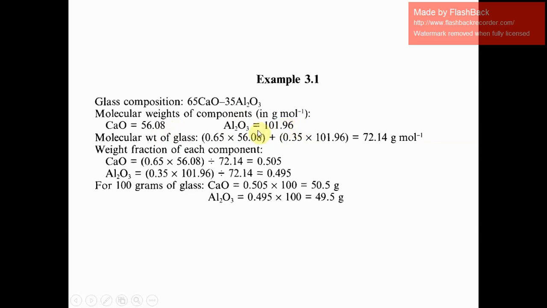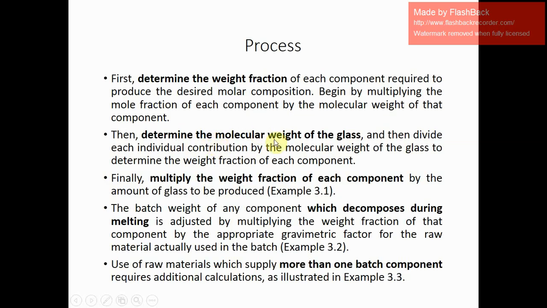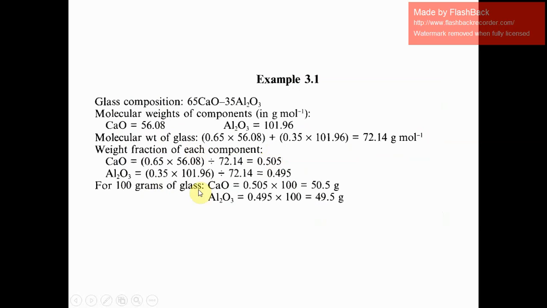Now second step, determine the molecular weight of the glass. Total glass molecular weight you have to calculate, and then divide each individual contribution by the molecular weight of the glass to determine the weight fraction of each component. So here, for the molecular weight of glass, this 0.65 is 65. We are taking it as 100, 65 plus 35, that is 100.